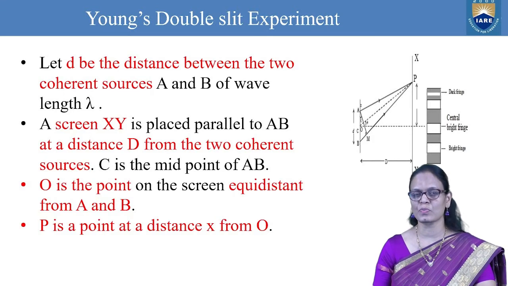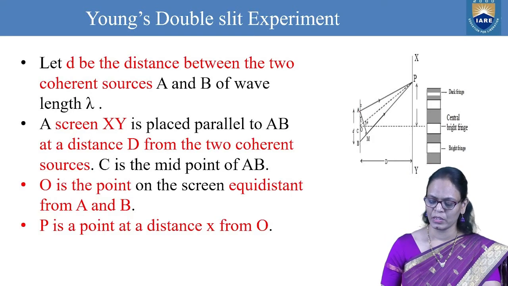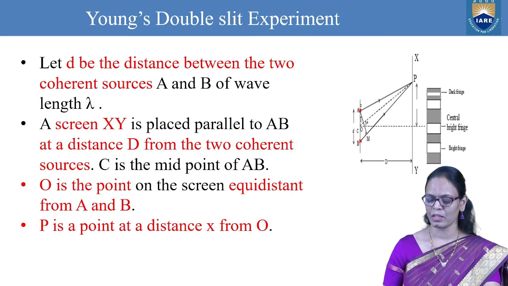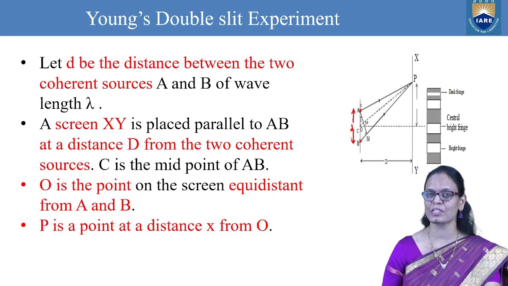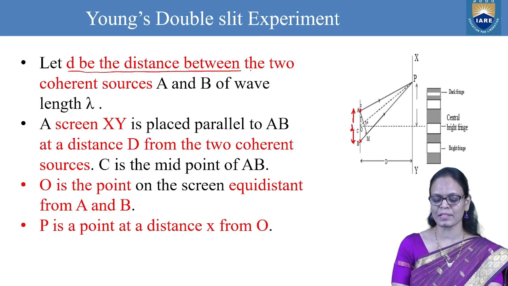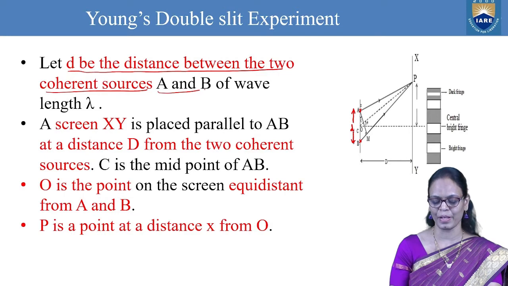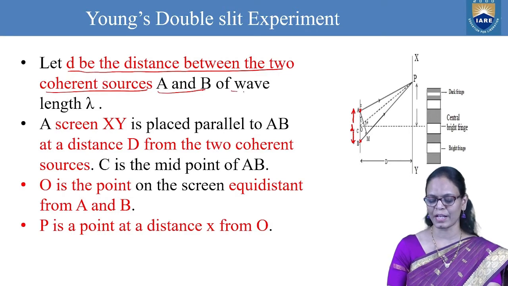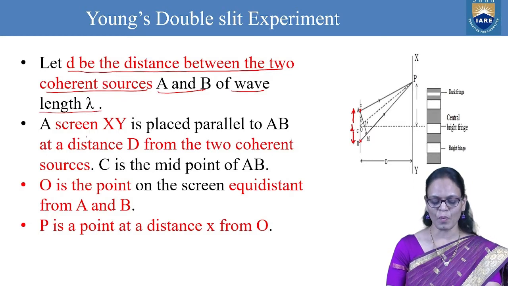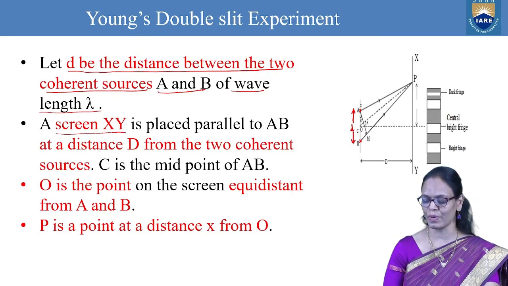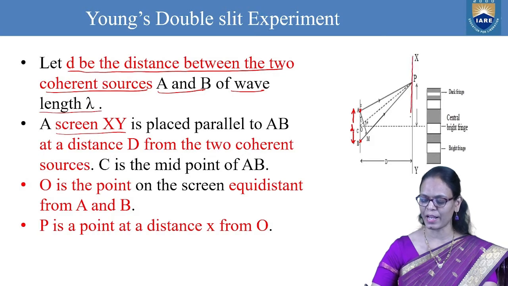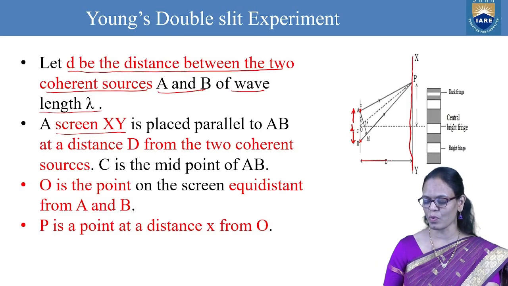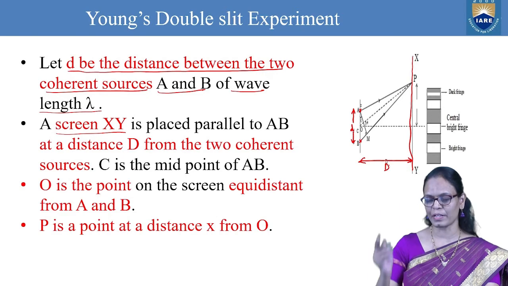Now let us see the geometry of this figure. This is one slit A, the second slit B. They are separated by a distance d. Small d is the distance by which they are separated. So let small d be the distance between the two coherent sources A and B. A and B are the two coherent sources sending out waves of wavelength lambda. Now XY is a screen placed parallel to AB. So AB is the plane of these two slits. Now we are placing a screen XY which is parallel to AB. And the distance between the source and the screen now is capital D.